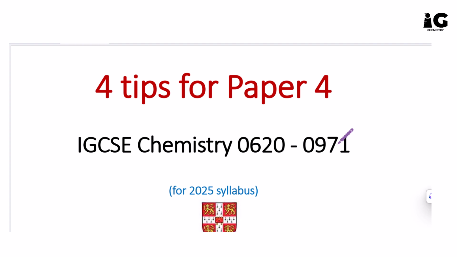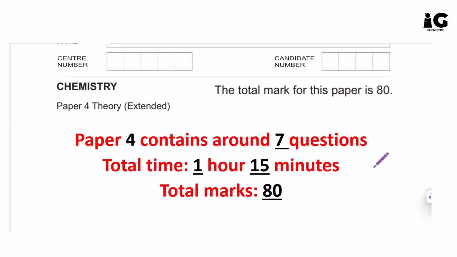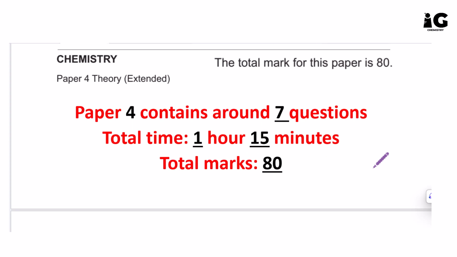4 important tips for paper 4 exam IGCSE chemistry. So, guys, paper 4 contains actually around 7 questions, maybe more, maybe less. Total time for this paper is 1 hour 15 minutes and total marks 80.